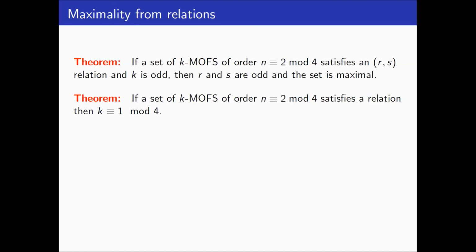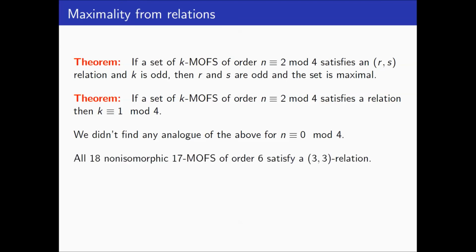Okay. So we did search for simple analogs of this in the 0 mod 4 case. We couldn't find any nice condition that just said, if you have this relation, then you'll be maximal. We do have some constructions for maximal squares there, and they do satisfy relations, but you need a lot of other stuff to be going right in order for it to be working.